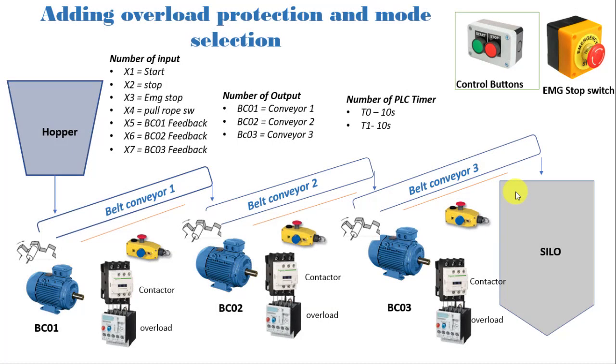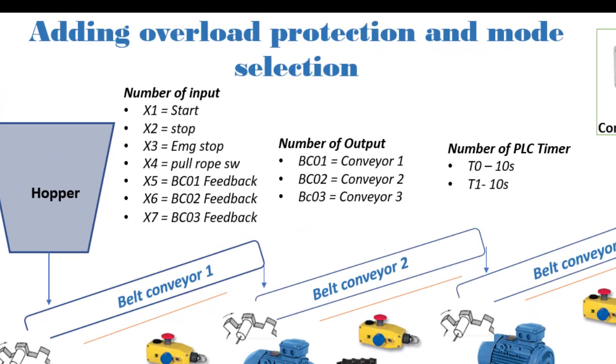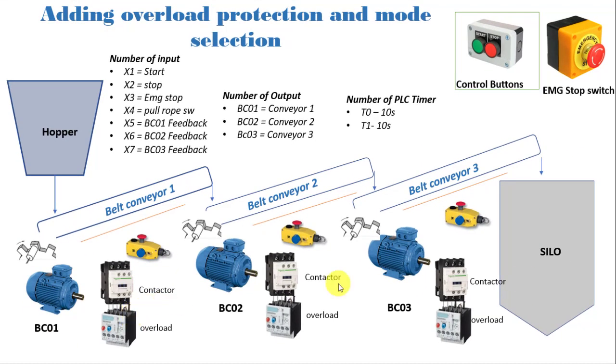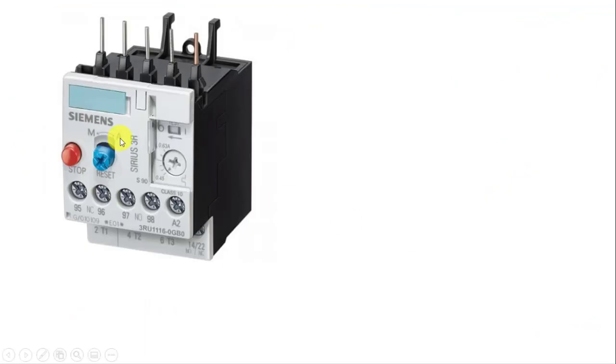Hello viewers, welcome back. In this part of our tutorial series, application of step 7, we'll be adding overload and mode selection to our conveyor system. Let's get started. So the first item that we'll be adding will be an overload unit. On the screen now we have our overload system.